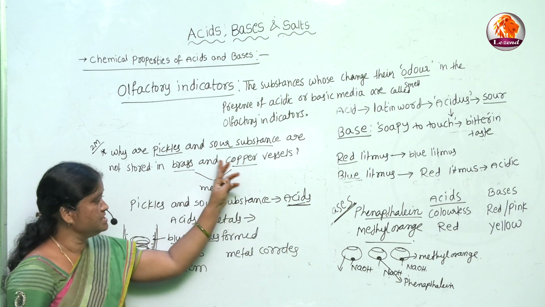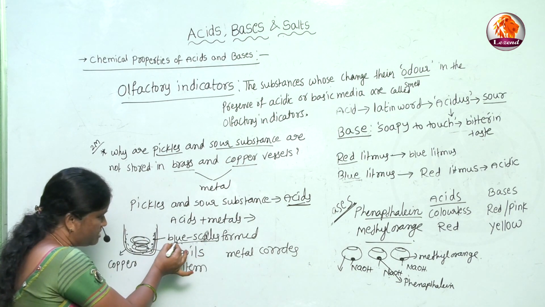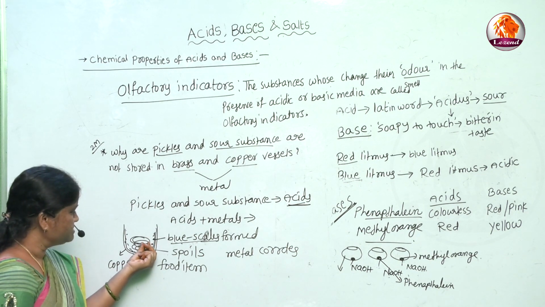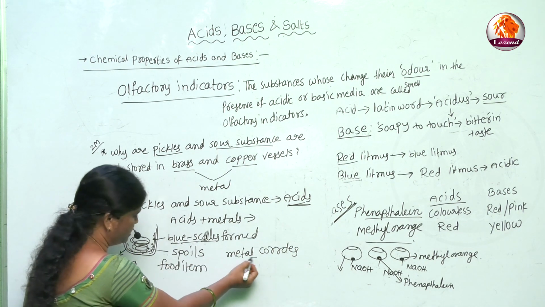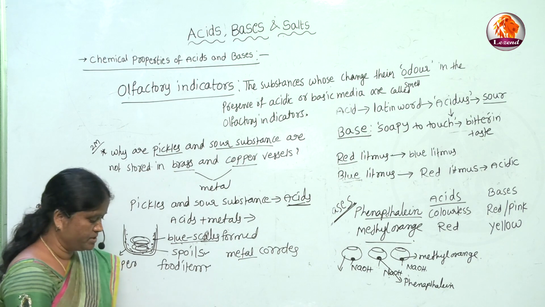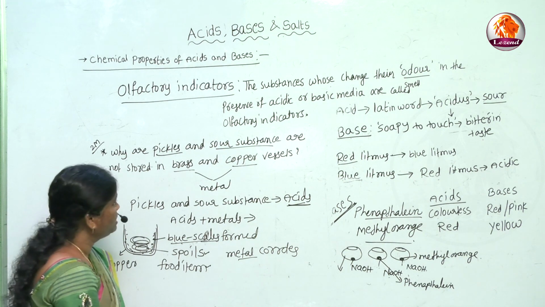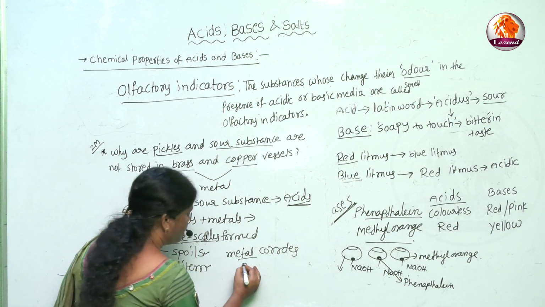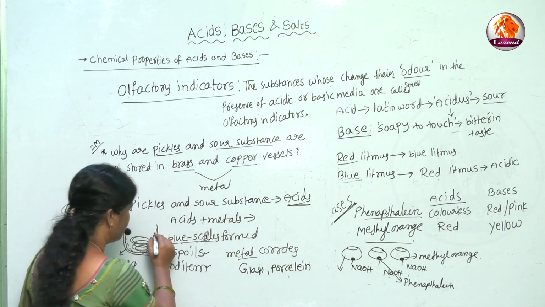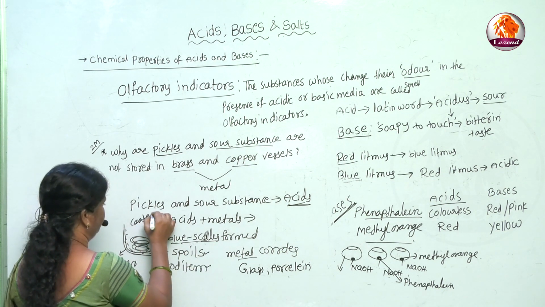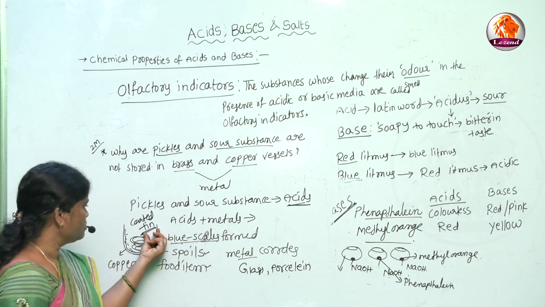The acid reacts with these metals and forms blue scales on the inner sides of the walls of the vessel. This chemical reaction takes place within the food substance and also with the copper and brass vessel, and it corrodes the metal and also spoils the food item. So because of that, it is unhealthy to eat. That's why to store pickles and sour substances we have to use glass, porcelain, and these copper and brass vessels are also coated with tin.